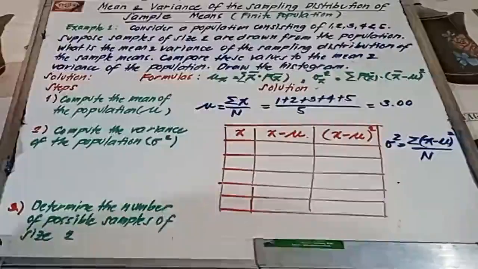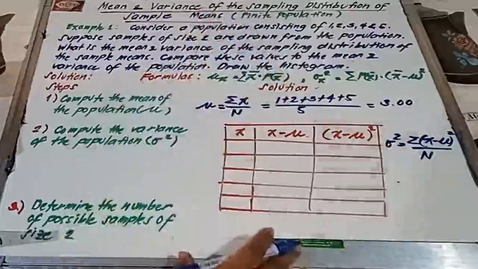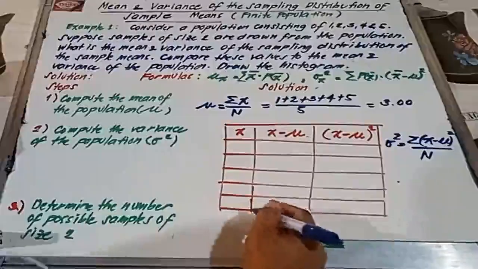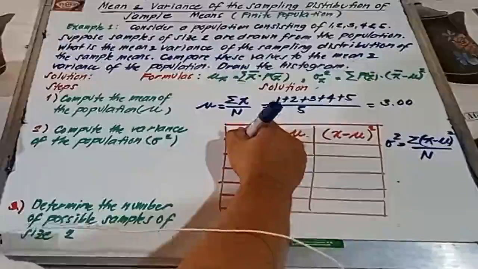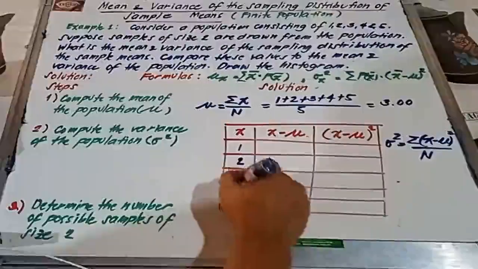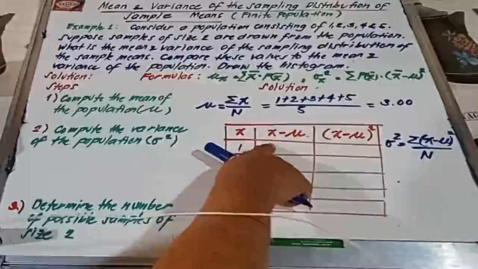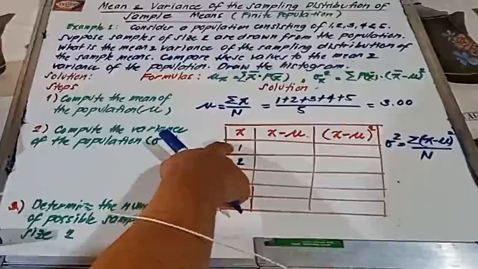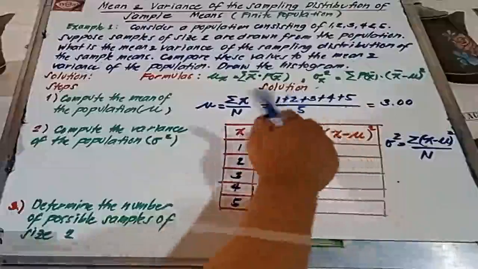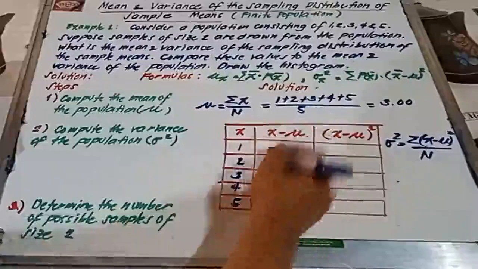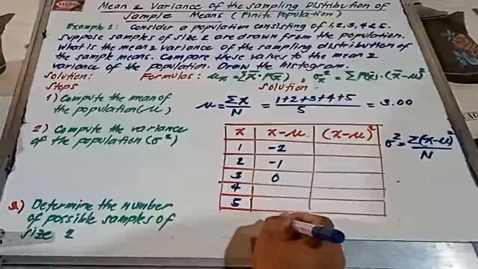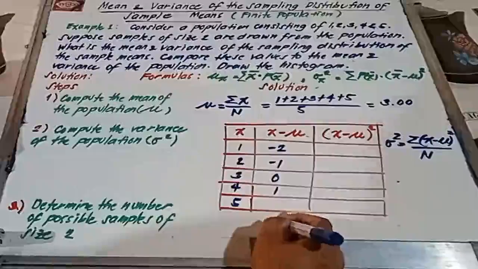So, ano yung mga x values natin? So, ang gagamitin natin, yung population. Kasi ang hinahanap sa atin is population variance. So, ilagay natin yung mga x values ng ating population. 1, 2, 3, 4, and 5. Then, we get the difference of x minus mu. So, this column minus the mean, which na-compute natin in step 1. So 1 minus 3 is negative 2. 2 minus 3 is negative 1. 3 minus 3 is 0. 4 minus 3 is 1. 5 minus 3 is 2.